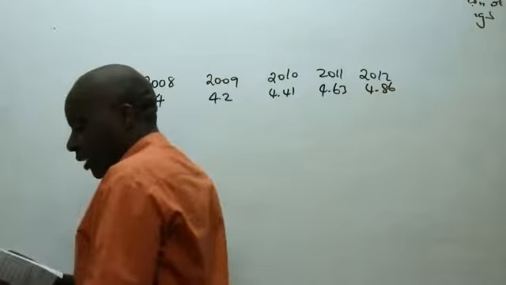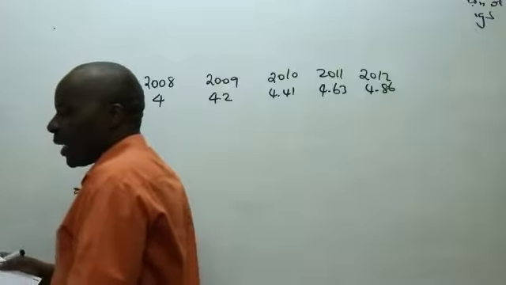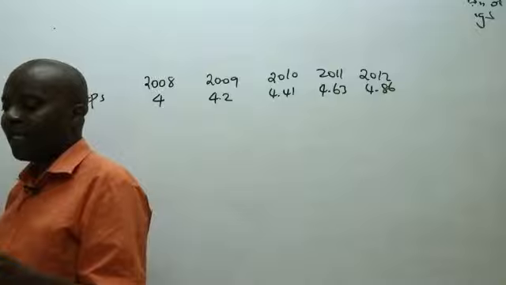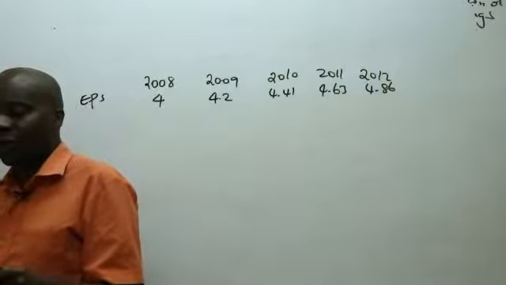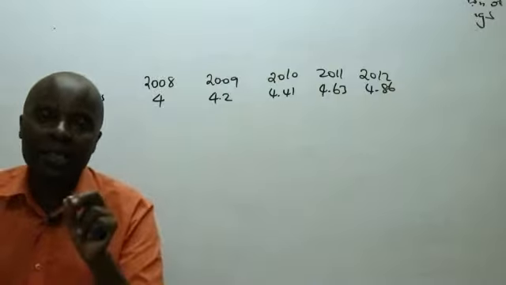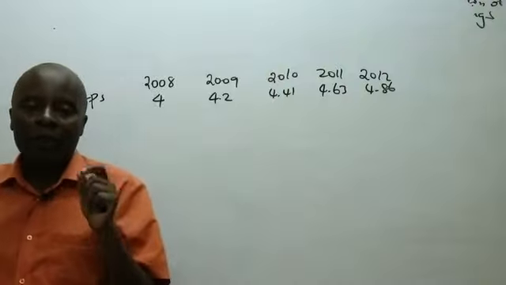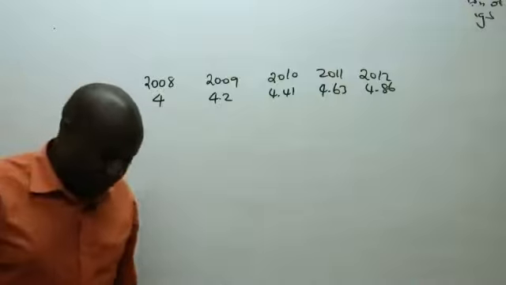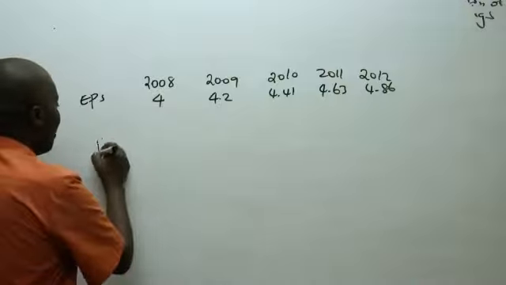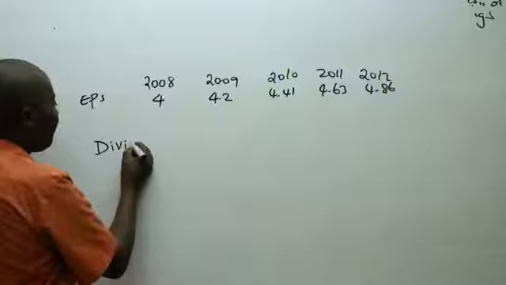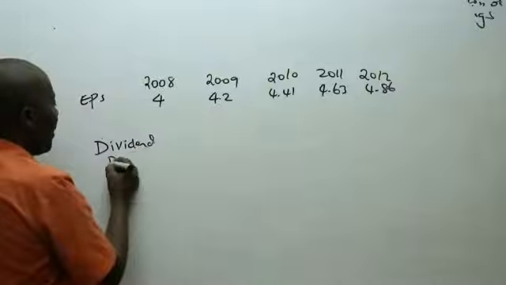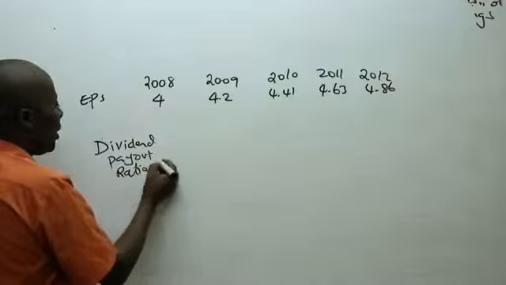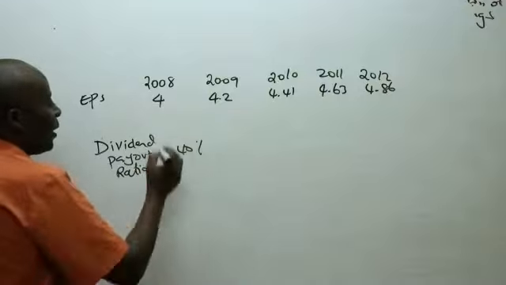And then they have given us that the company maintained a constant dividend payout ratio of 40%. So we have a dividend payout ratio of 40%.